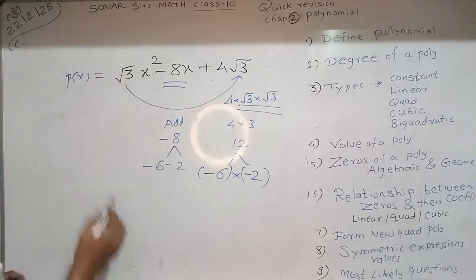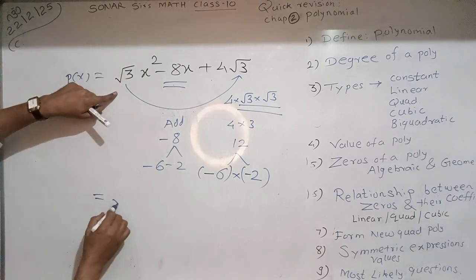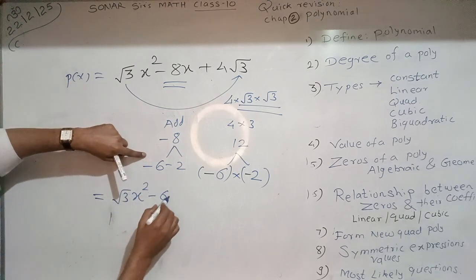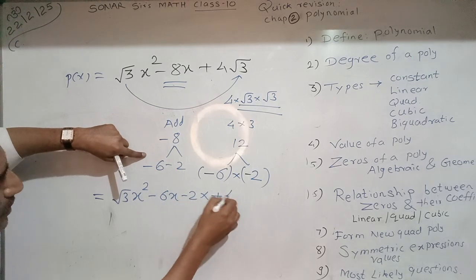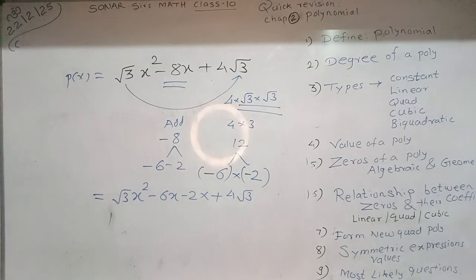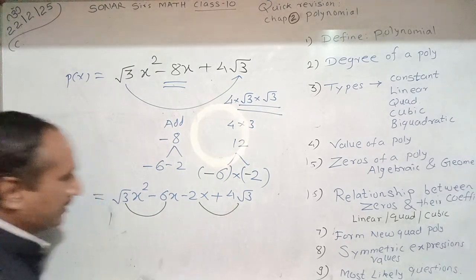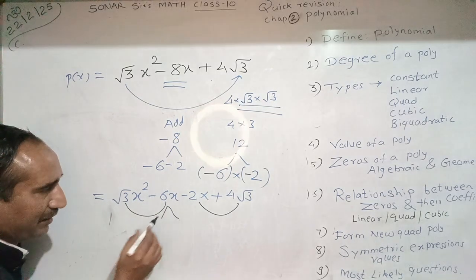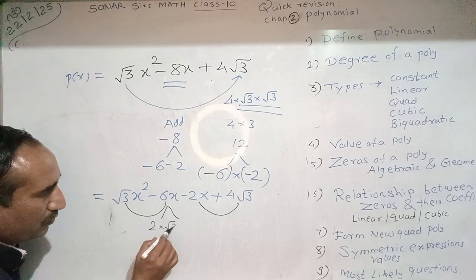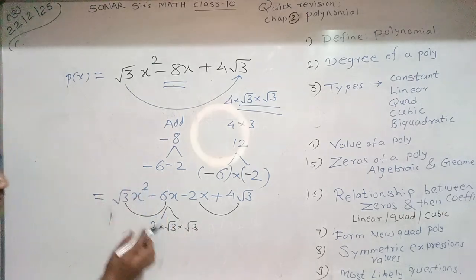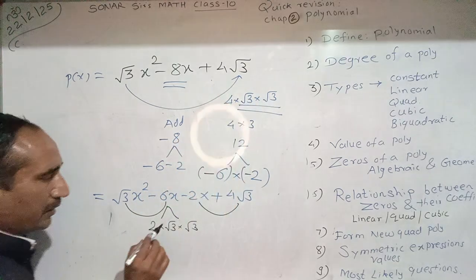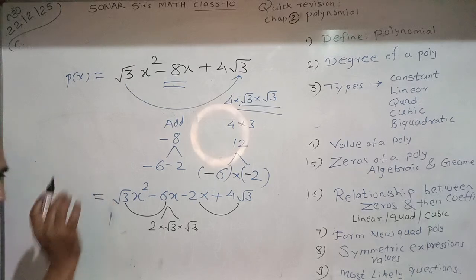So let's write down the middle term splitting: x square minus 6x minus 2x plus 4 root 3. Now we'll take the common. Here you can see the common term. Here root 3, here 6. So this 6 can be written as 2 into root 3 into root 3. This is the turning point of the question. Root 3 into root 3, 3 and 3 2s are 6.